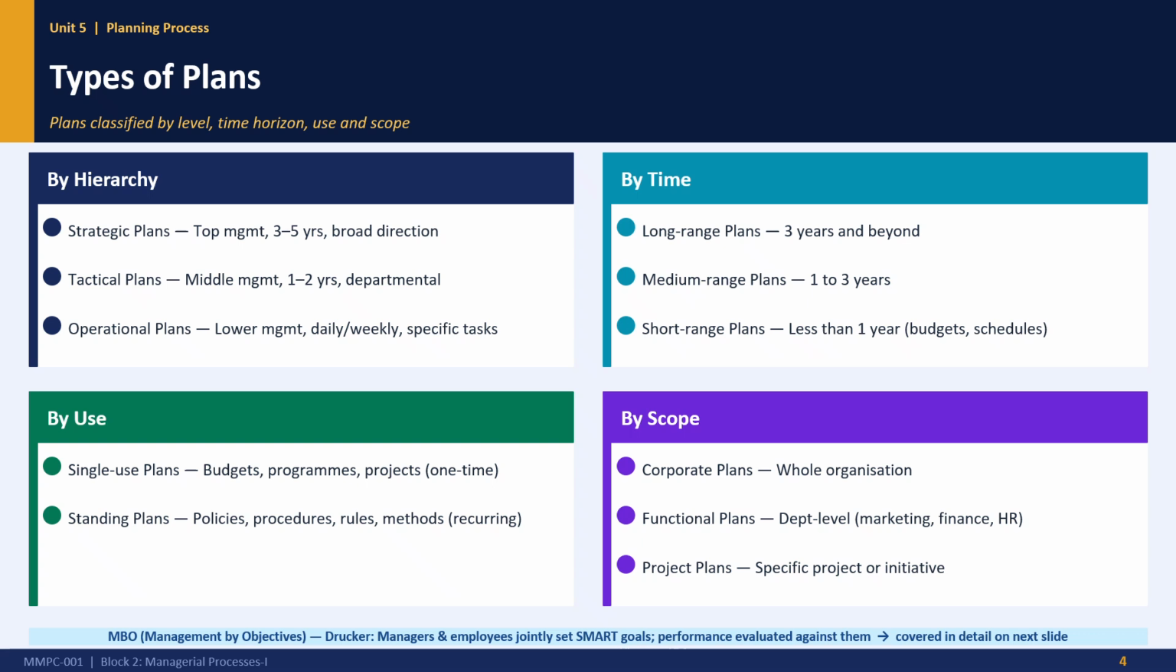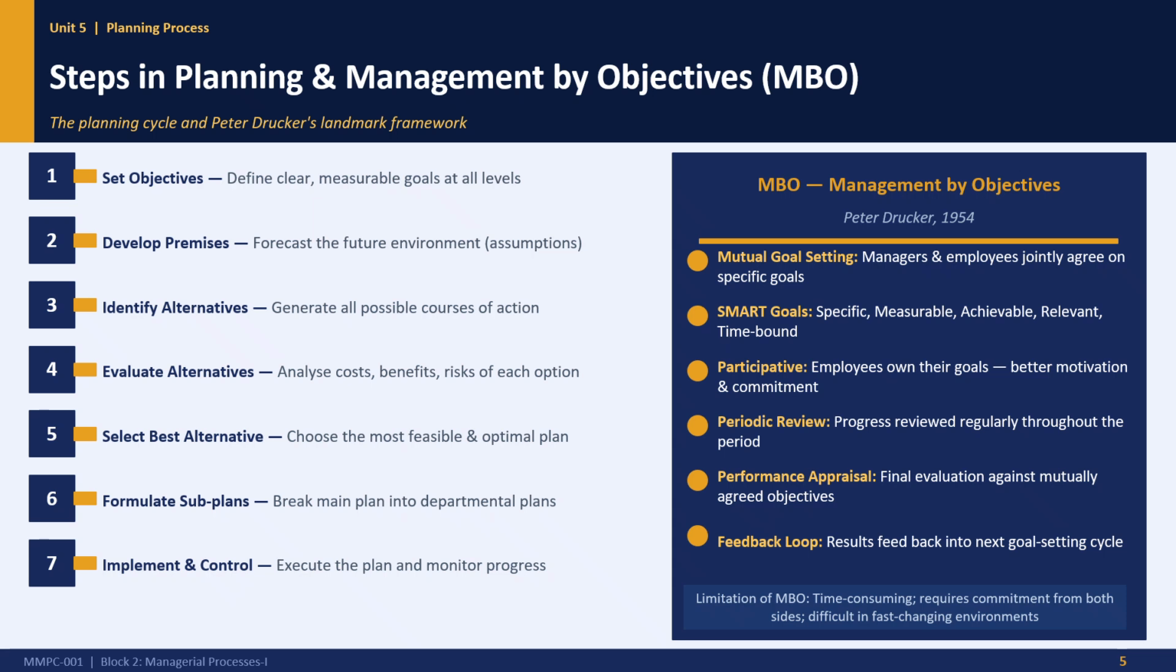It begins with setting clear and measurable objectives. Then managers develop premises or assumptions about future environment. Next, they identify various alternative courses of action and evaluate each alternative in terms of costs, benefits, and risks. After evaluation, the best alternative is selected. This is followed by the formulation of sub-plans for different departments, and finally, the plan is implemented and monitored.